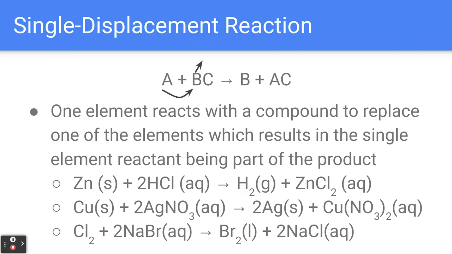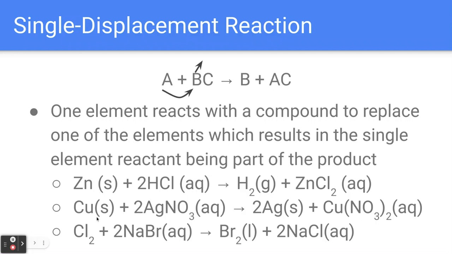That's a long, drawn-out way of just saying that we have a single element kicking out the element in the compound so that it's now alone, and then that single one is now part of the product. So here we've got zinc plus hydrochloric acid, and this one's kind of odd. You've got to take a look. We've got zinc kicking out hydrogen. Now, hydrogen doesn't come off as just H. It's got to come off as H2 because it's a diatomic element. So we get hydrogen gas coming off, and then we've got that zinc chloride.